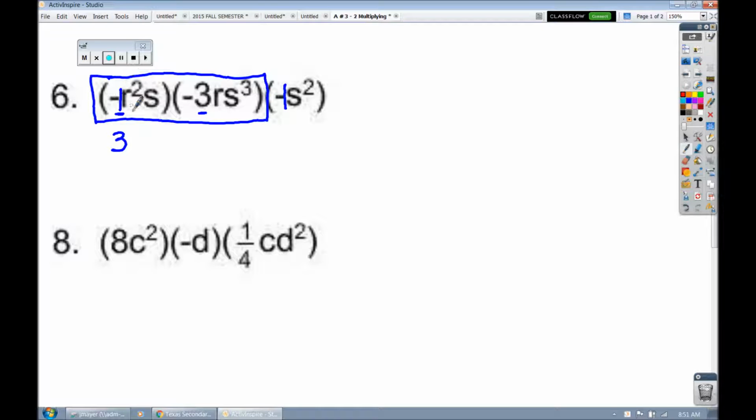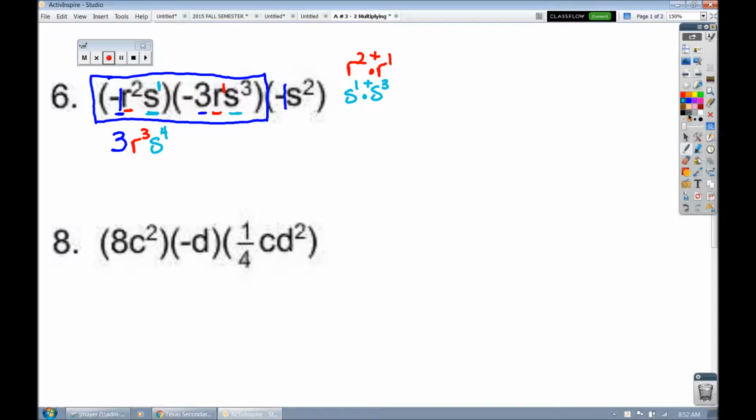Now let's look at the r's. R to the 2nd times r to the 1st. Remember our rule, we're just adding 2 plus 1, that'll make it r to the 3rd. Jump over to the s, s to the 1st power and s to the 3rd power. So s to the 1st times s to the 3rd. Remember our rule, that would make that s to the 4th.